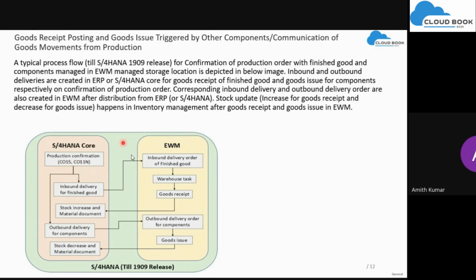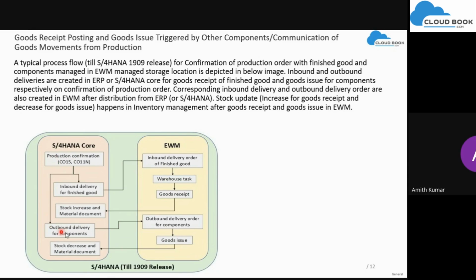So this is the process flow, which is available now also, but it was introduced in 1909, right? And there are some improvements that happened after this, so we'll look into that. But let's try to understand this basic flow first. So what happens in this case when the goods issue and goods receipts are triggered by other components, meaning after I confirm my production order? Here you see, after I confirm my production order, it is doing two things. The first is creating the outbound delivery for the components, because my production order will definitely need some raw material, right?